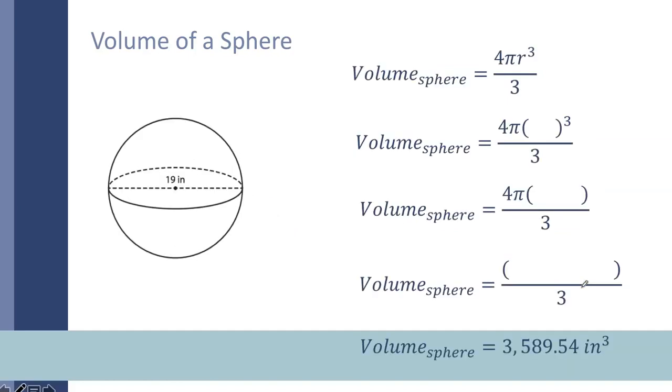3,589.54333. Whoops. But they have me round this to the nearest hundredths place, so that's why there's only 2 decimal places listed here. And this is the volume of a sphere that has a diameter of 19 inches. We move on to our final problem.